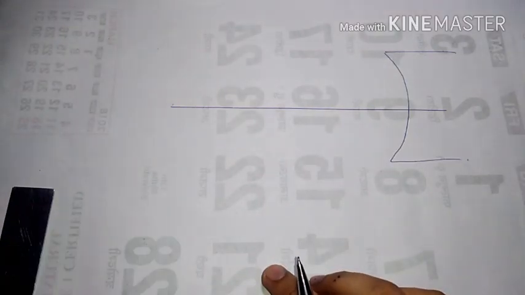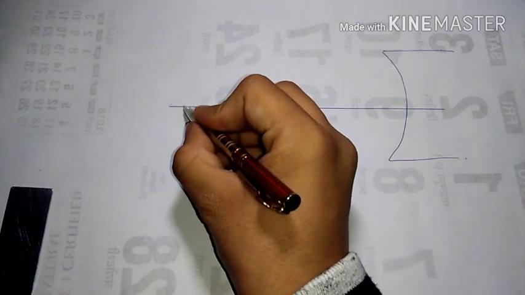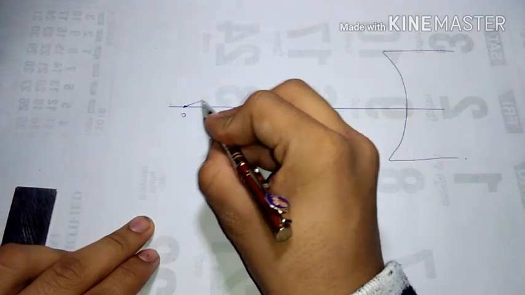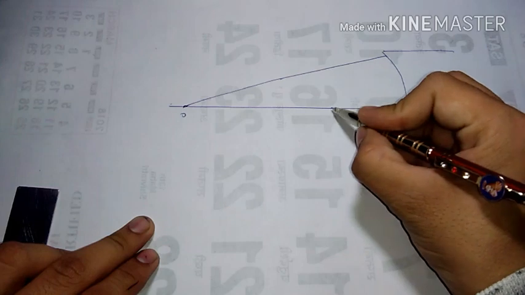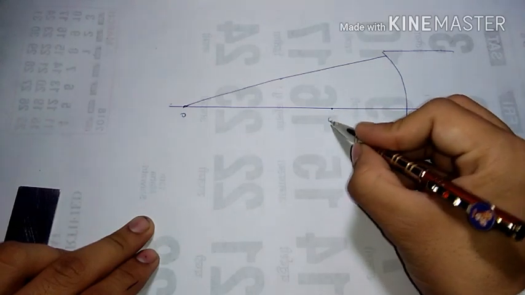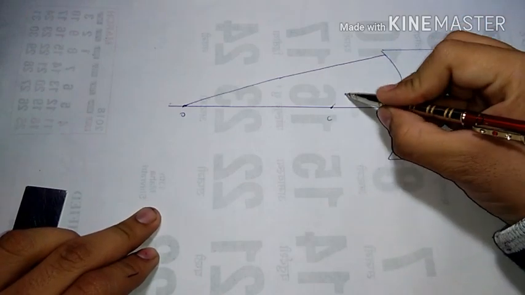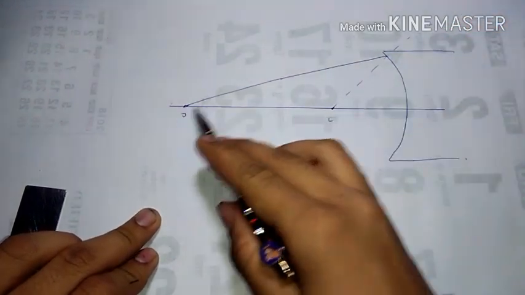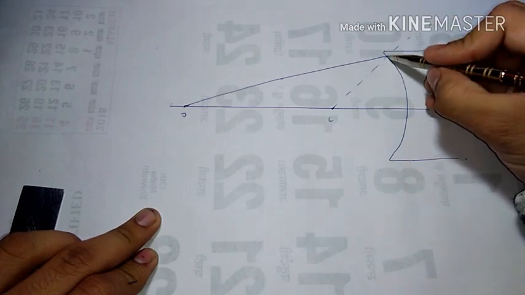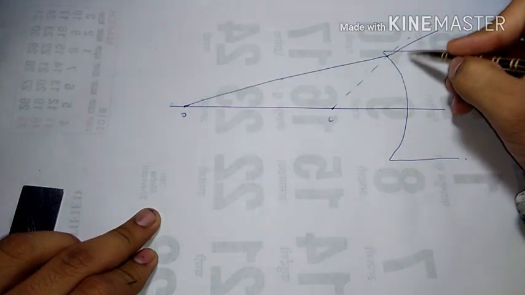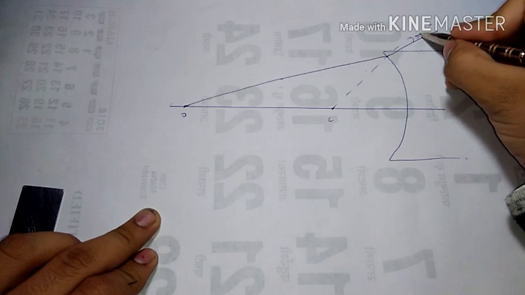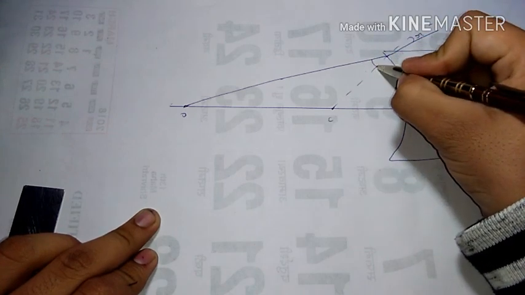So now let us discuss the refraction through a concave surface. Let us take an object O here, and the rays from this object O are incident over this concave surface. Now let us draw a normal from the point C, where C is called the center of curvature of this concave surface.